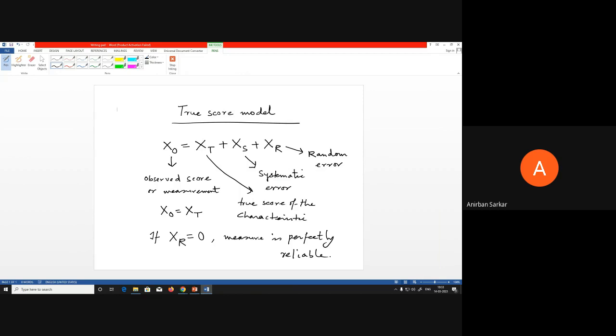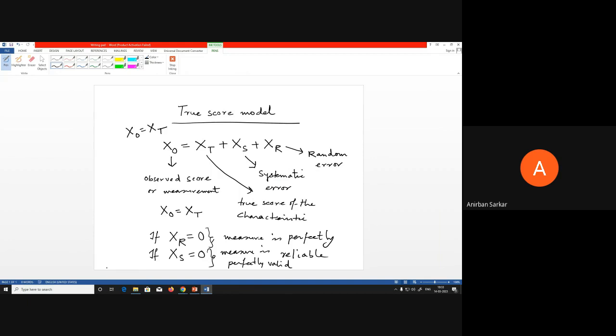And if you say that your XS is also 0, it means that measure is perfectly valid. Why? Then XO will be equal to XT, because XR is also 0, XS is also 0.